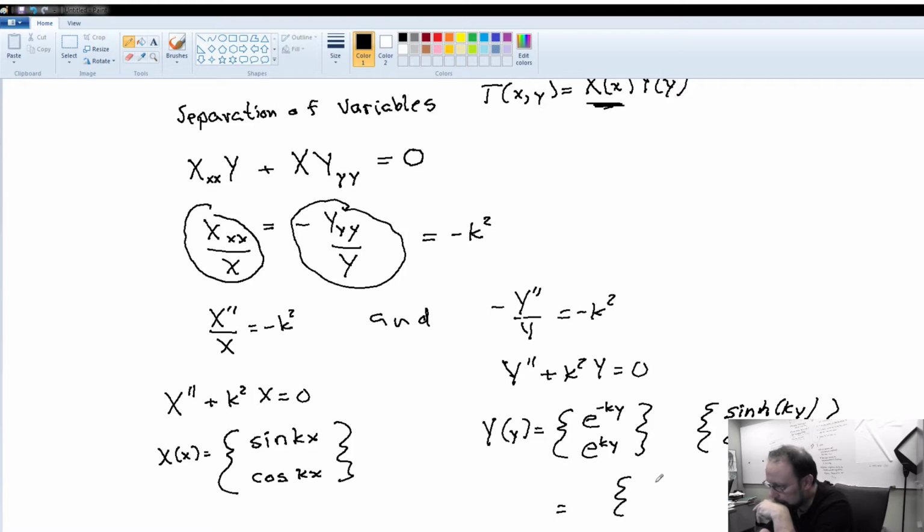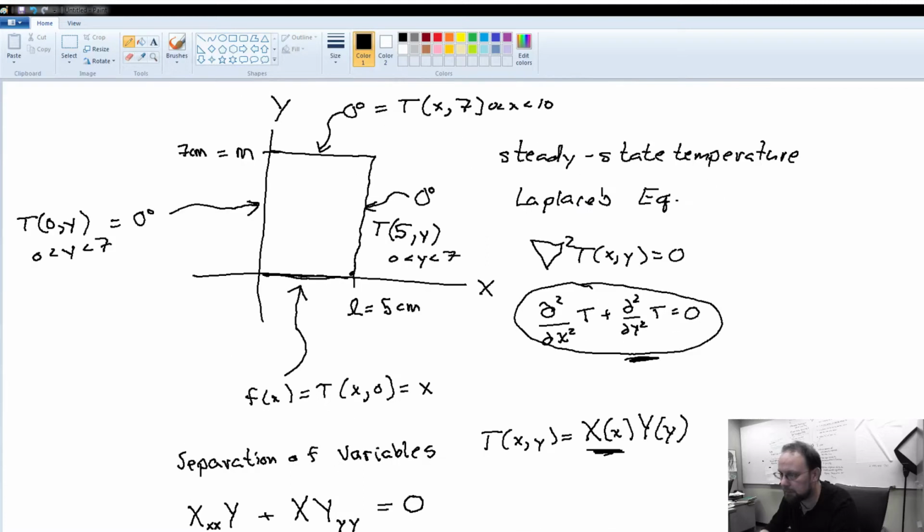And we'll see why we're going to do this. So sinh of k times (7 minus y), and cosh of k times (7 minus y). Now, why would I want to do this? Well, to understand why we're doing this, you want to go back to the boundary condition on the top of our plate. We want the temperature when y is 7 to be 0, right?